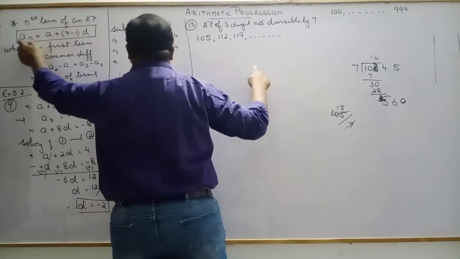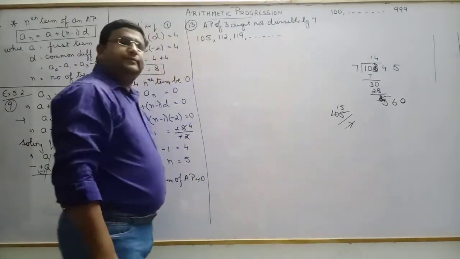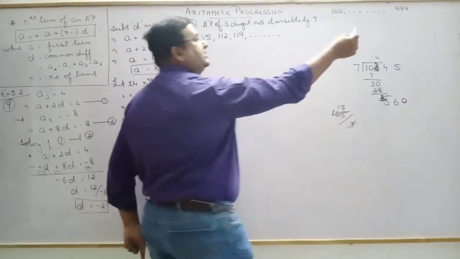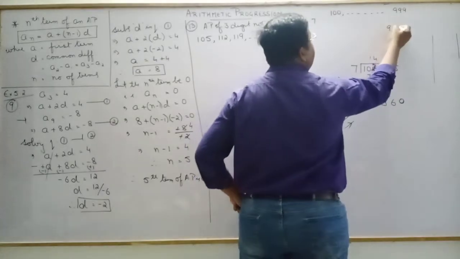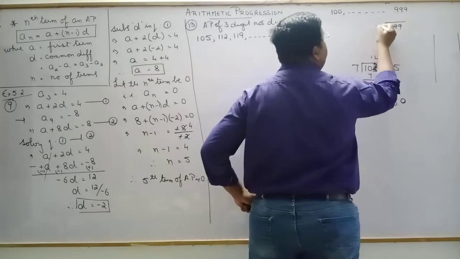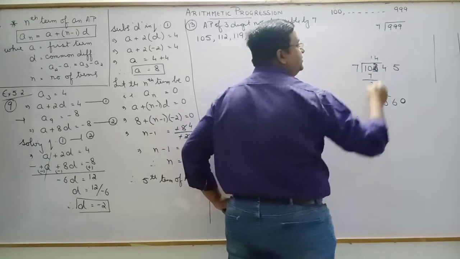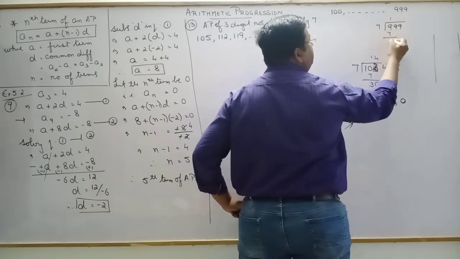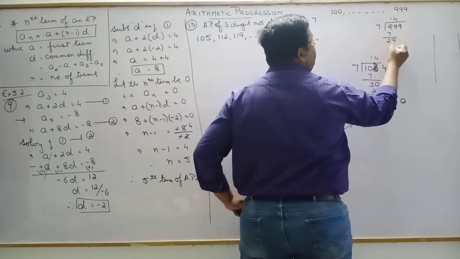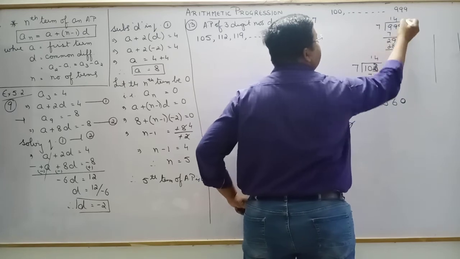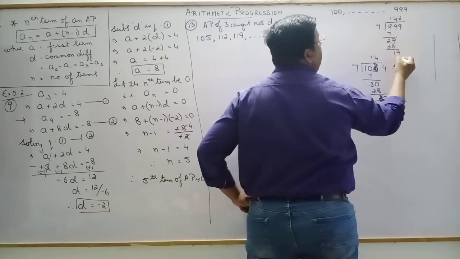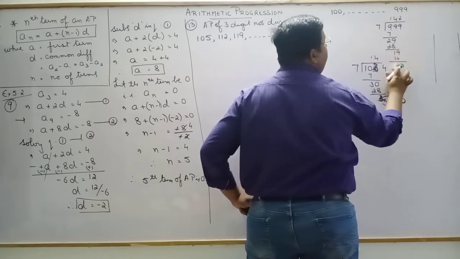If I have the last term, can we find N? So which is the last 3-digit number? 999. Let us try and divide 999 by 7. Let us see how much is the remainder. 7 ones are 7, 2, 9, 7 fours are 28, 1, 9, 7 twos are 14. Remainder is what? 5.